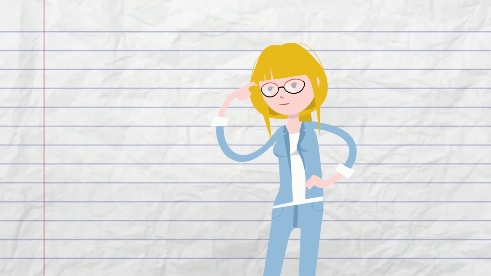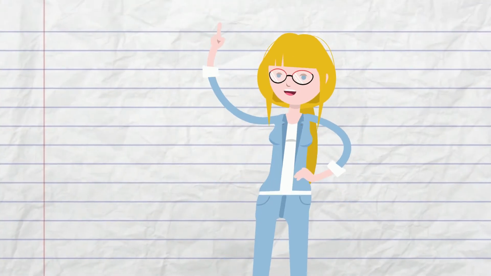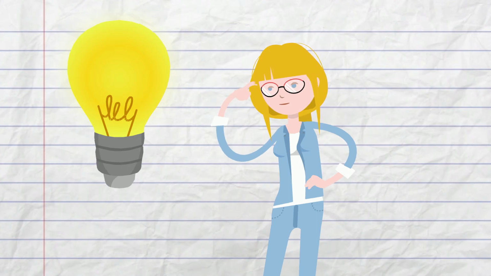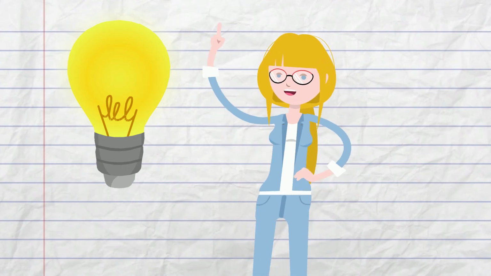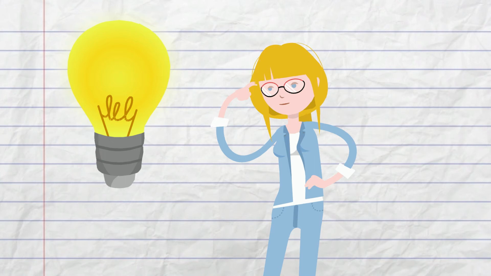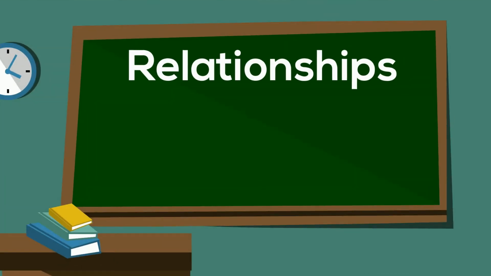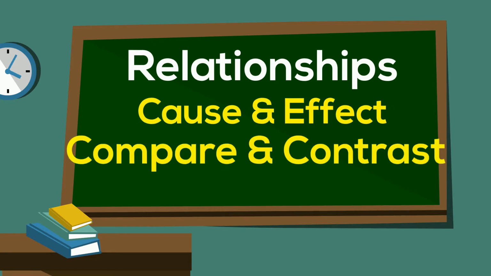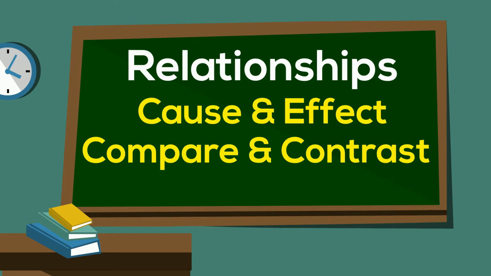So, when is a good time to use a complex sentence? There are numerous times that a complex sentence is the right choice for what you are writing. First, when you want to show relationships between clauses such as cause and effect, compare and contrast, and time relationships, complex sentences are a fantastic choice.